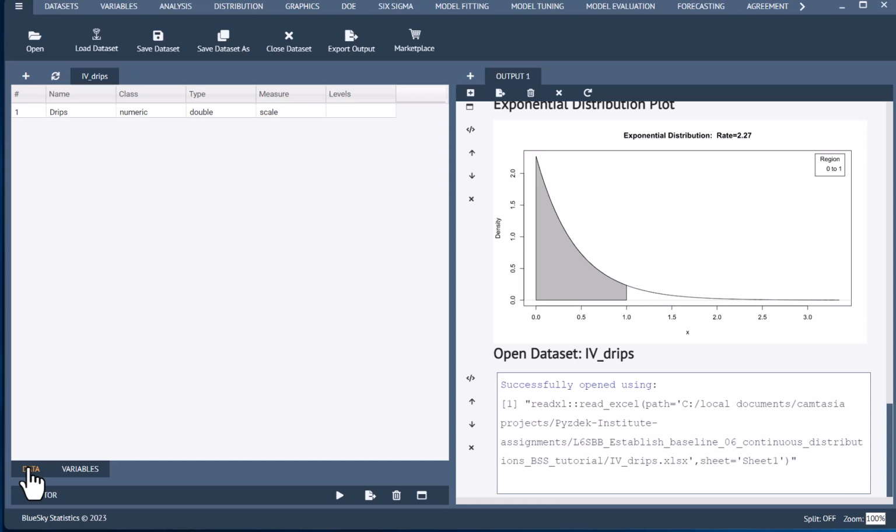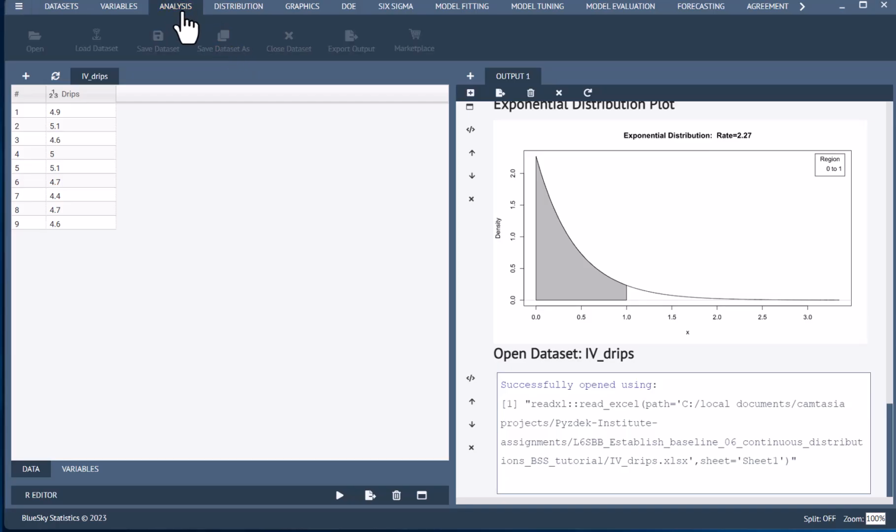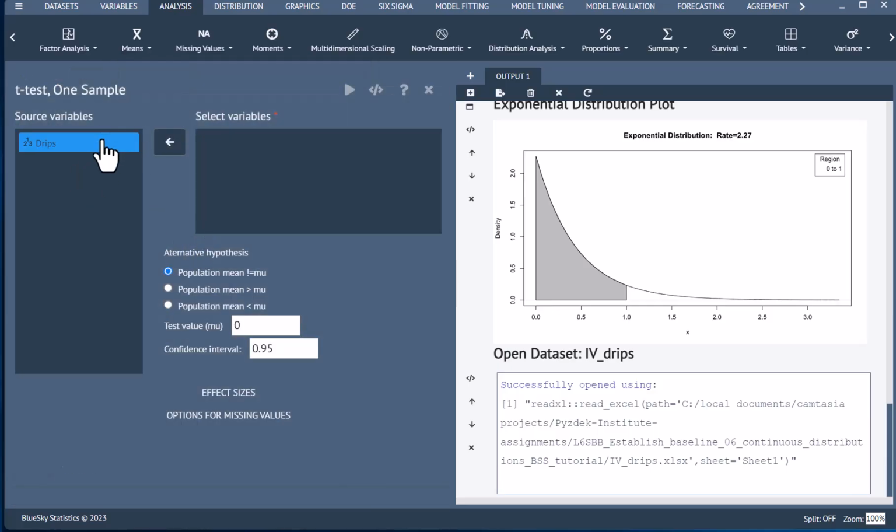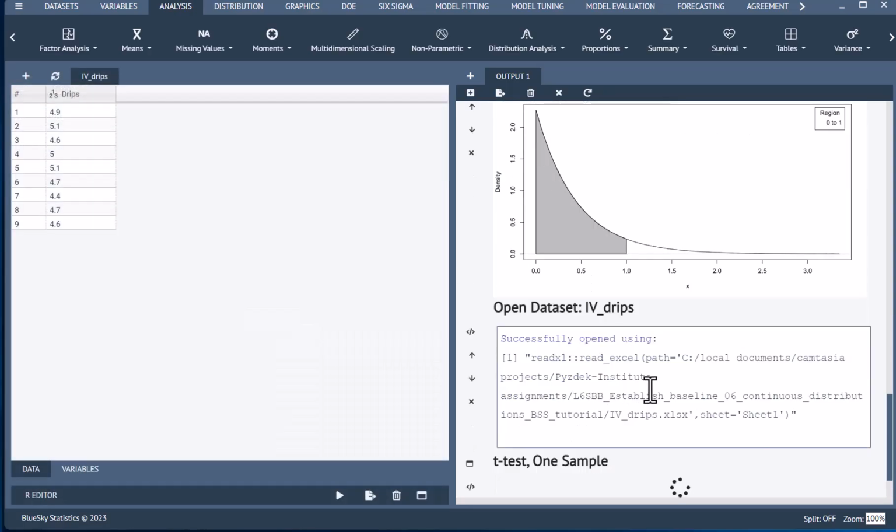And there's our information and there's our sample values. Now we're going to go into the analysis tab and we're looking for a test of a mean, and we want a one sample t-test. So we're going to click that option. We want to analyze drips, and we're going to test the hypothesis that the population mean is equal to 5. And we're going to test it at a 95% confidence level. We execute the dialog. BlueSky does its thing.